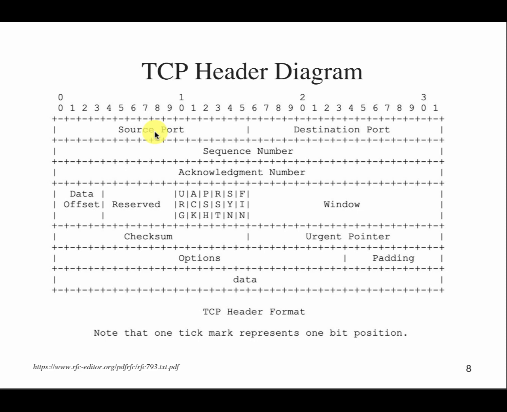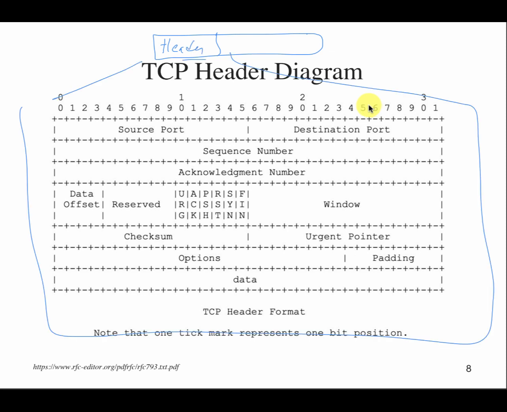Then we have some numbers here. We have the sequence number and the acknowledgement. Remember, again, this is only a small part of the message or the packet. This one is the TCP segment that we have. There are two parts: this is the whole header, and this is going to be the data.